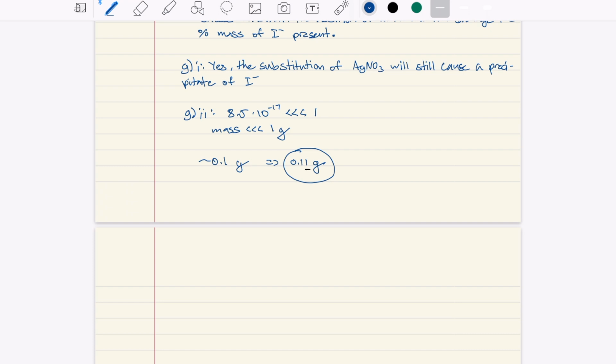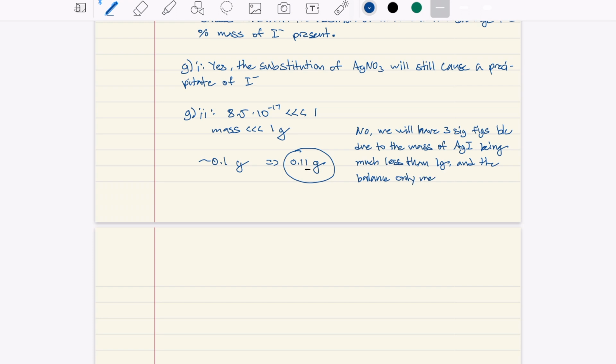So the answer to this question is no. We will not have 3 significant figures because the mass of AgI is much less than 1 gram, and the balance only measures to plus or minus 0.01 grams, so we will only have 2 significant figures.